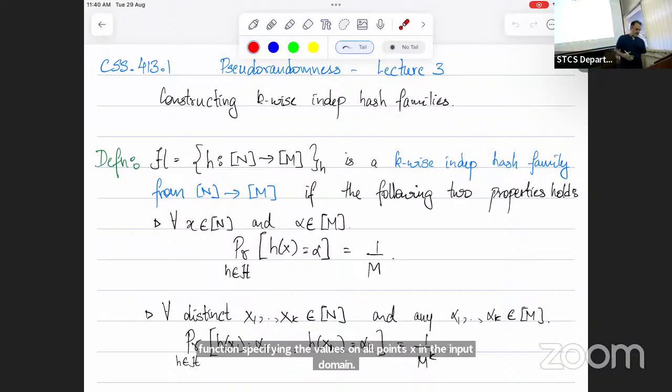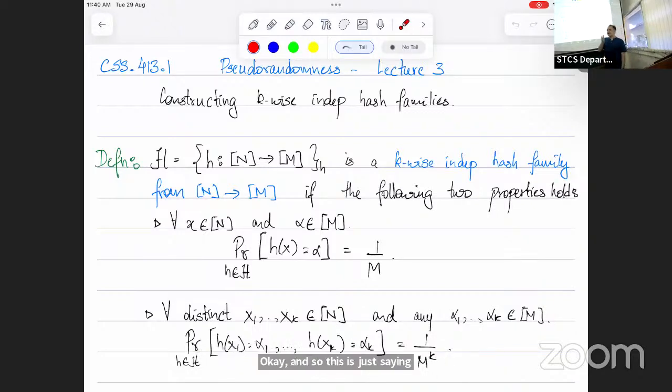Okay, good. And so this is just saying that marginally it looks uniform. Like on every single coordinate, it looks uniform. K-wise independent is saying that the same thing happens even if you look at a window of at most k different input coordinates.